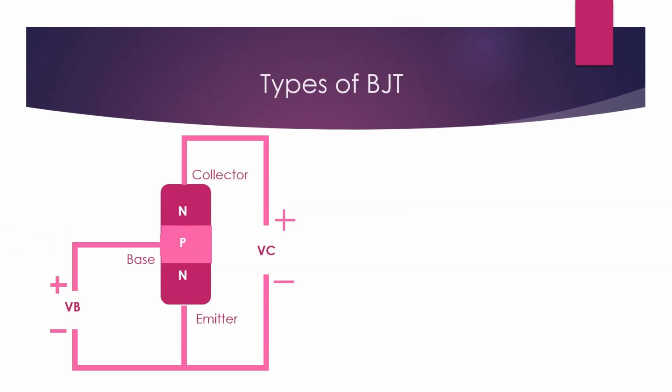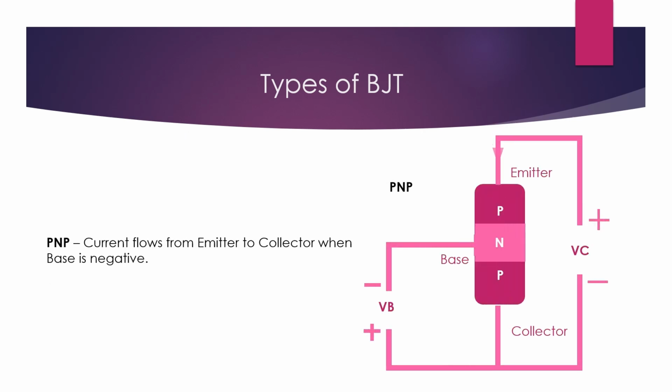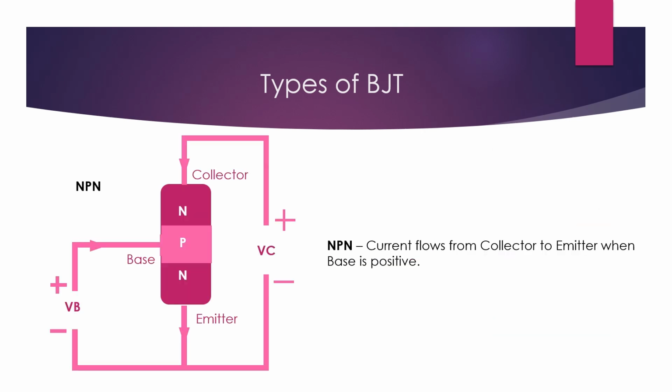BJTs come in two main types. NPN, current flows from collector to emitter when base is positive. PNP, current flows from emitter to collector when base is negative. NPN is more common because electrons move faster than holes, making it more efficient.